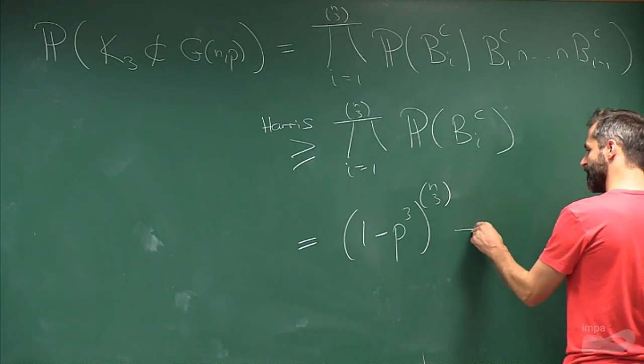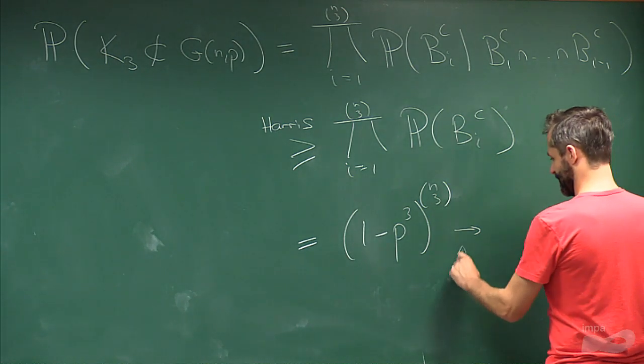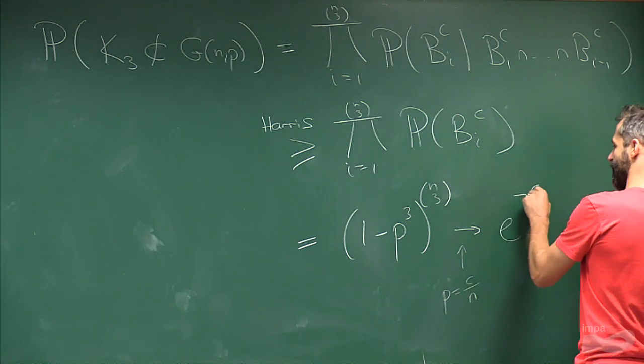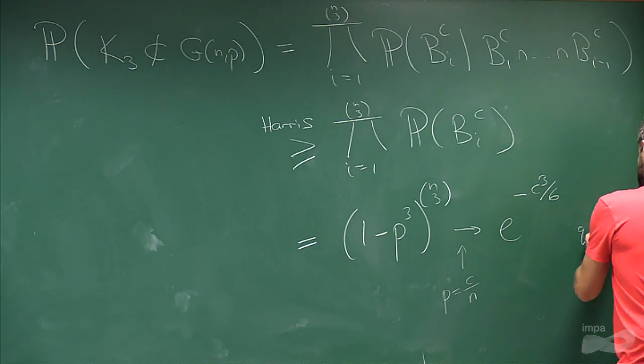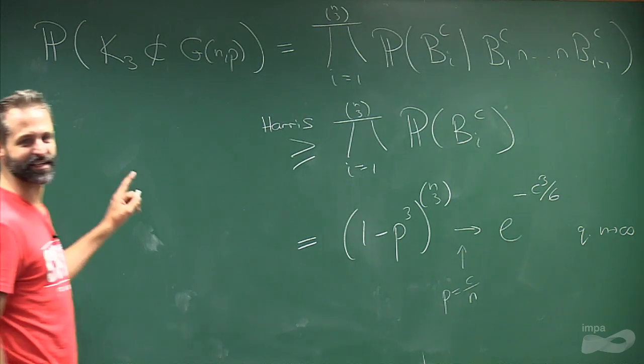This thing converges to what? If p is c over n, it converges to e to the minus c cubed over 6, as n tends to infinity. Now I can say what this curve is: 1 minus e to the minus c cubed over 6. So let's prove that this is actually the correct answer.